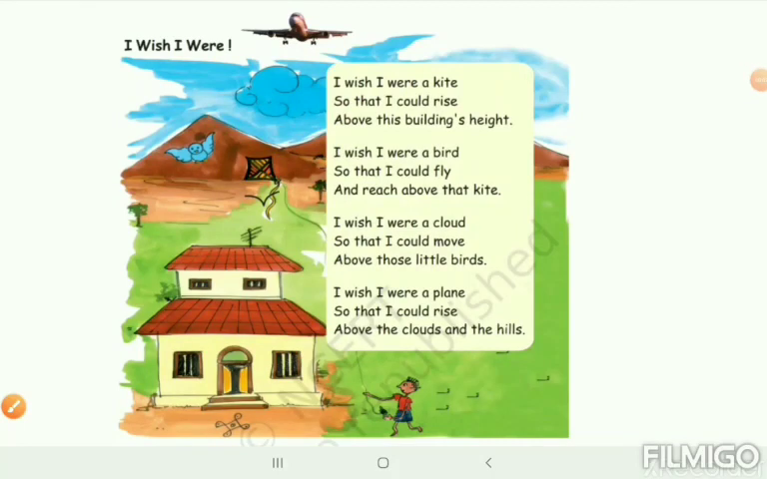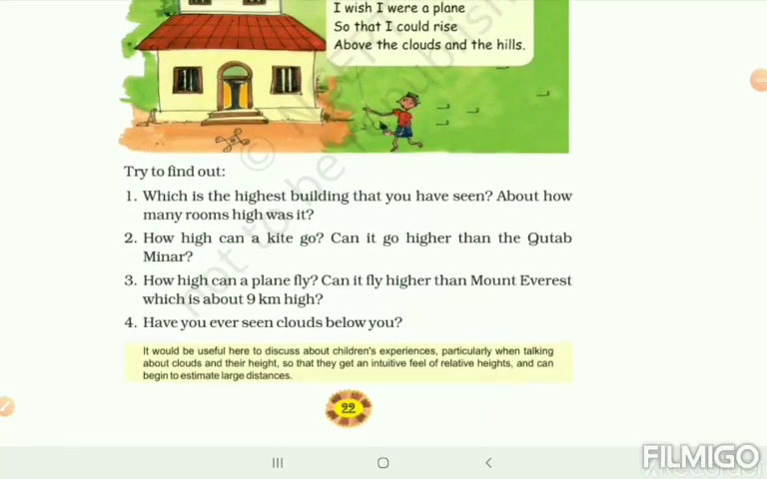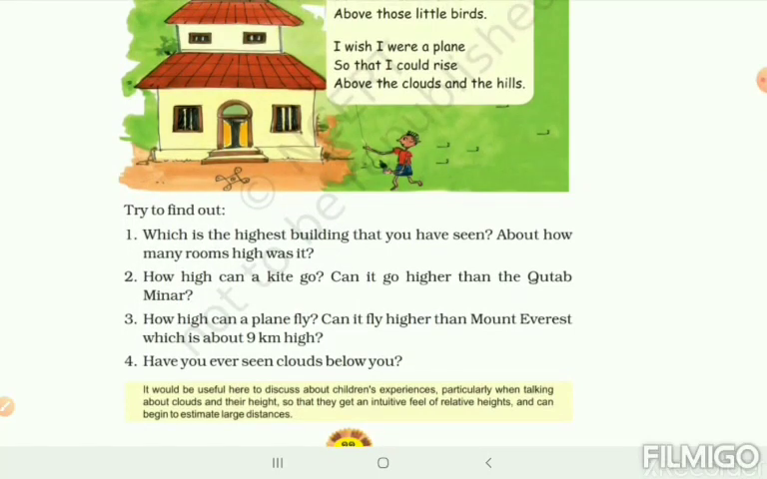Page 22. Open. Here there are some questions given. Try to find out which is the highest building that you have seen. Children, I think the highest building which you have seen must be Burj Khalifa. That's the skyscraper in Dubai. Okay, about how many rooms high was it? You can say approximately 900 residents live there.